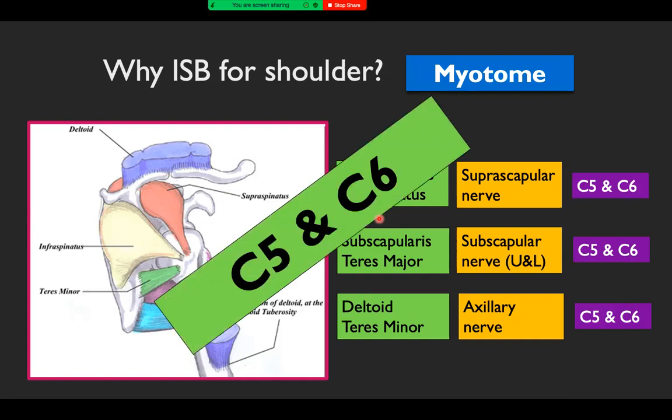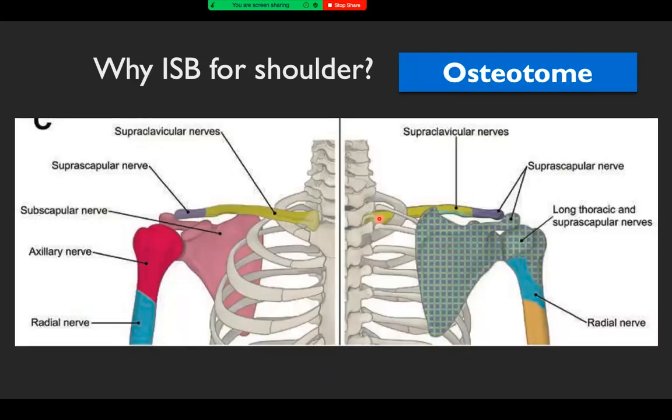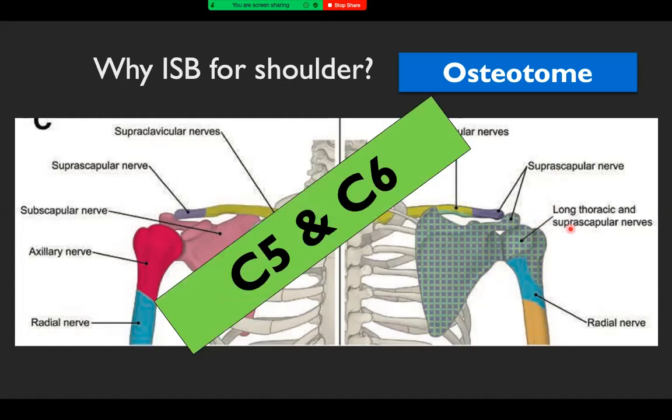Coming to the osteotome, it is formed by 2 bones. One is upper end of the humerus and glenoid from the scapula. If you look at the front view, the upper end of the humerus is supplied by the axillary nerve, whereas the scapula and the glenoid is supplied by the subscapular nerve. If you look at the posterior aspect, the upper end of the humerus and the glenoid are supplied by 2 nerves, that is suprascapular and long thoracic. Here also the root value is C5, C6 for all these 3 nerves. So the osteotome also comes from C5 and C6.